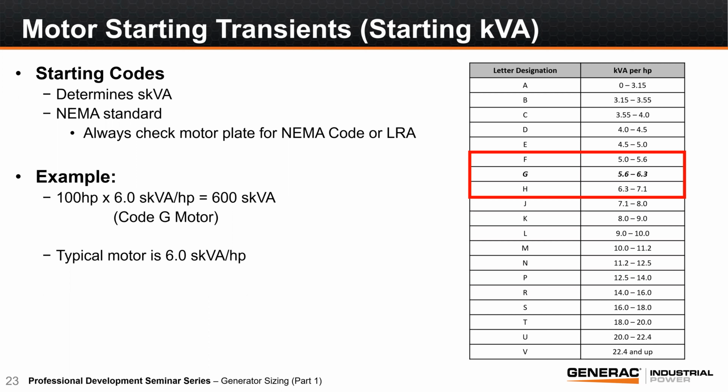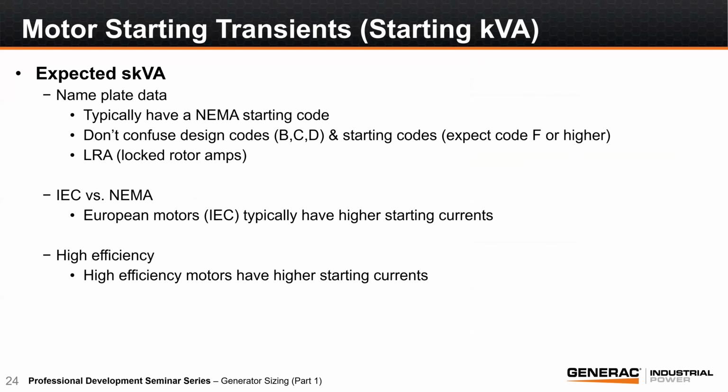Let's look at this example here. It's using a typical 100 horsepower motor. We're assuming a typical G code motor, and the SKVA is 6 times its horsepower, so you can see that it's 600 SKVA. We do need to recognize, as we're talking about these motors and starting codes, that you will not always have a G code motor. You can run across other NEMA starting codes, so we need to be mindful to use the correct multiplier based on the actual motor in that application. When we start looking for the SKVA, as we just went over, the motor nameplate will provide what you need to do that calculation.